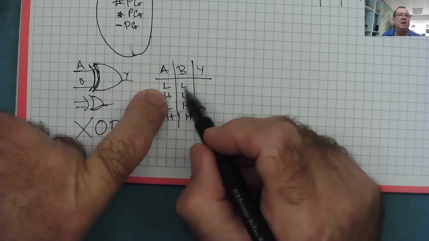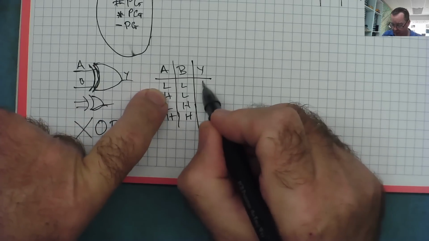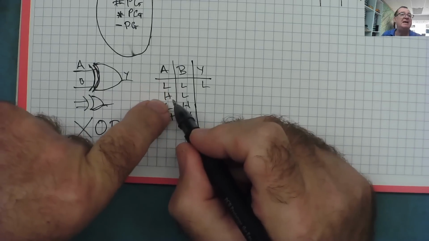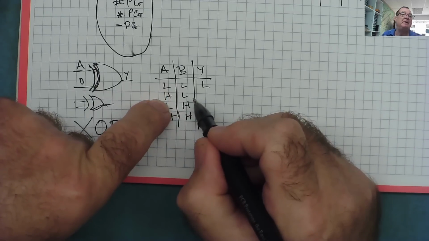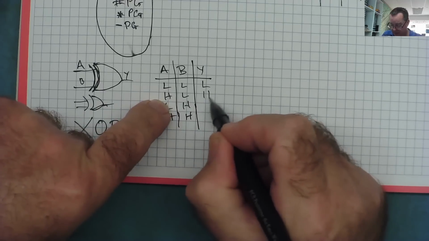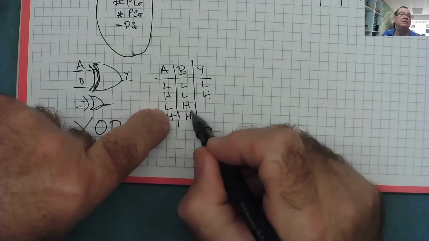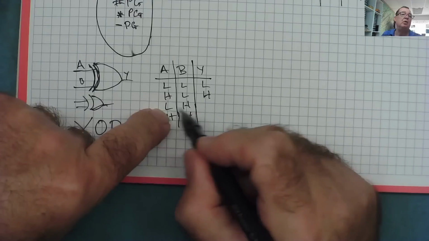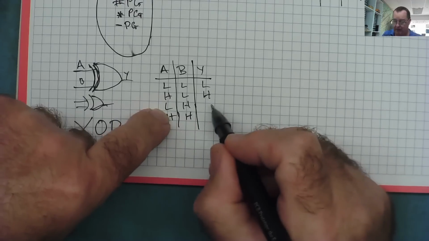Is A high? No. Is B high? No. Output must be low. Is A high? Yes. B is low. Are A or B high? Yes, this one's high. Output is high. A is low. B is high. Is this or this high? Yes, this one's high. Output is high.